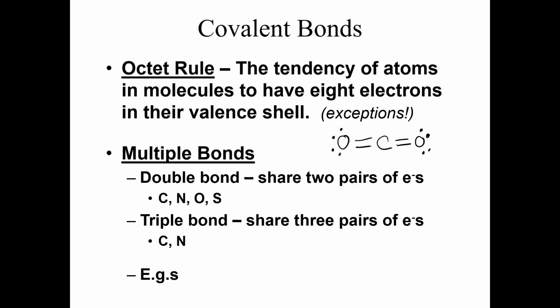Double bonds are common between carbon and nitrogen, carbon and oxygen, and nitrogen, oxygen, and sulfur. Those are the ones that can make double bonds. Triple bonds are likely between carbon and nitrogen, and carbon also makes triple bonds. But you won't have to remember that. When you need to make a triple bond, you just go ahead and make one, and I'll give you the rules on how that works.